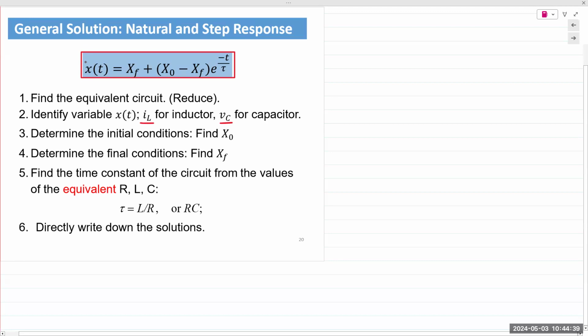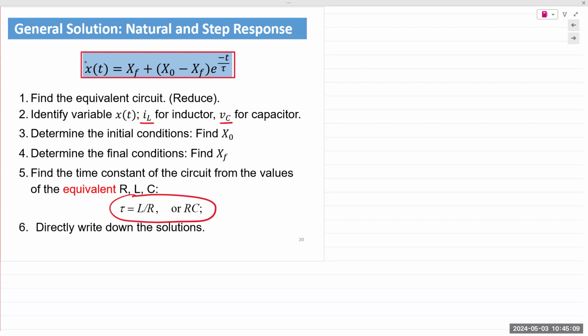XF is the final value. X0 is the initial value. Tau is the time constant. That is again standard, right? Standard expression. So your job is to determine what is the value of tau, what is the value of x0, what is the value of xf. That's it. You find these three quantities, you plug them into the equation, that's your final answer.